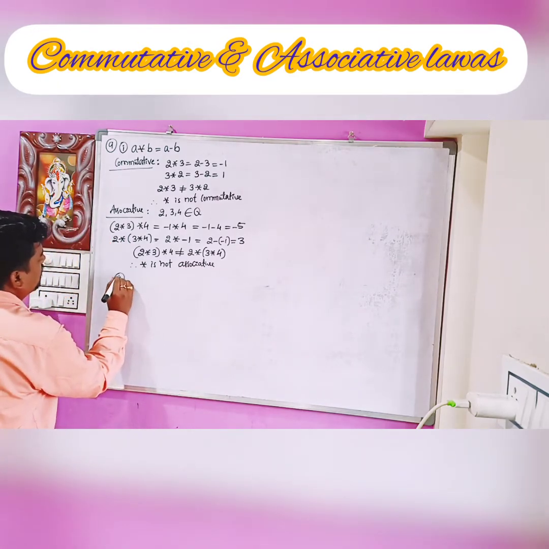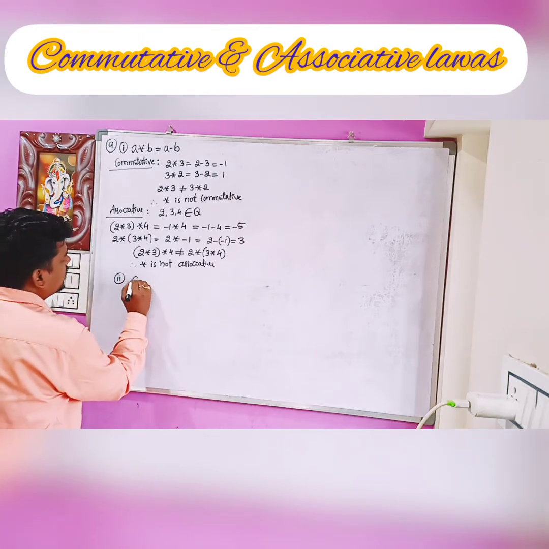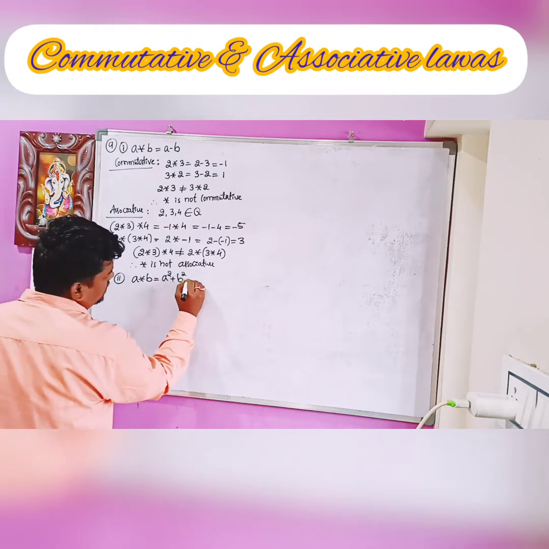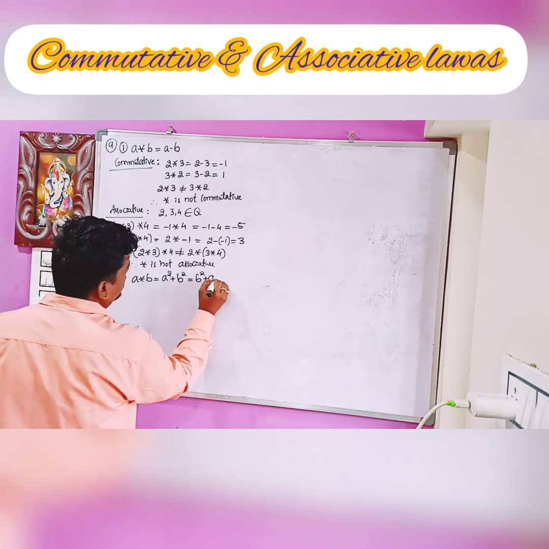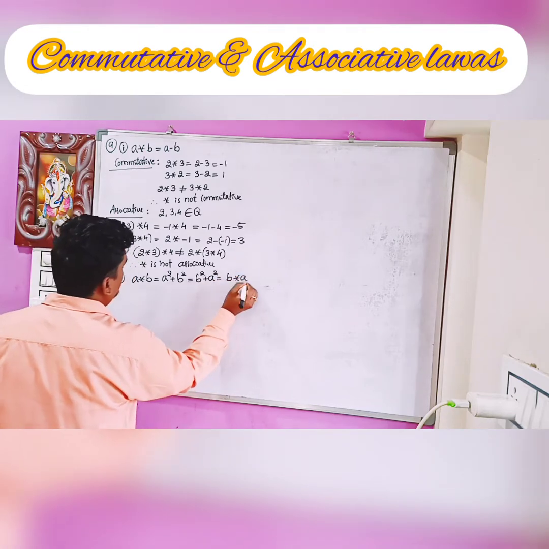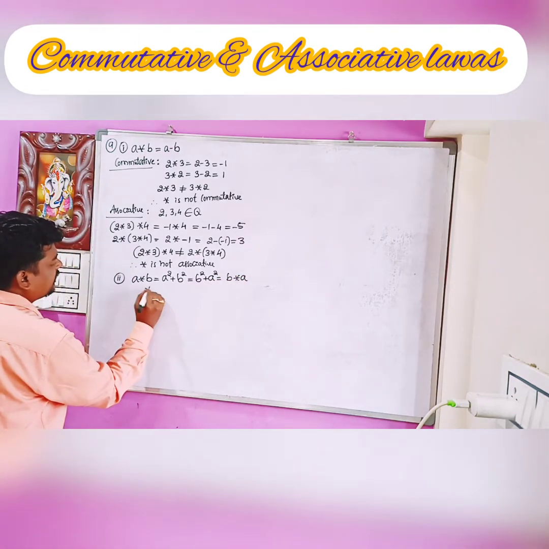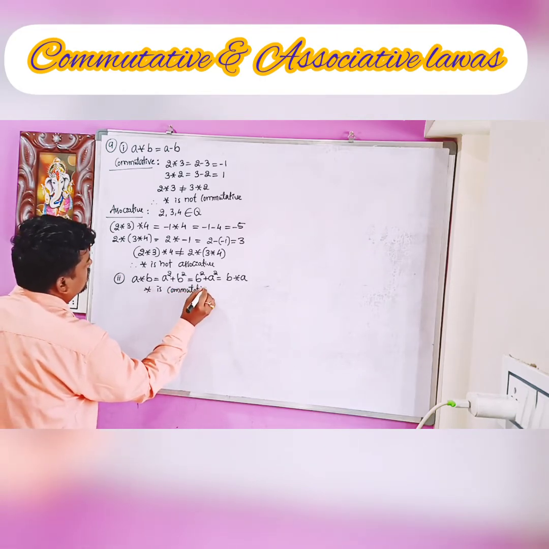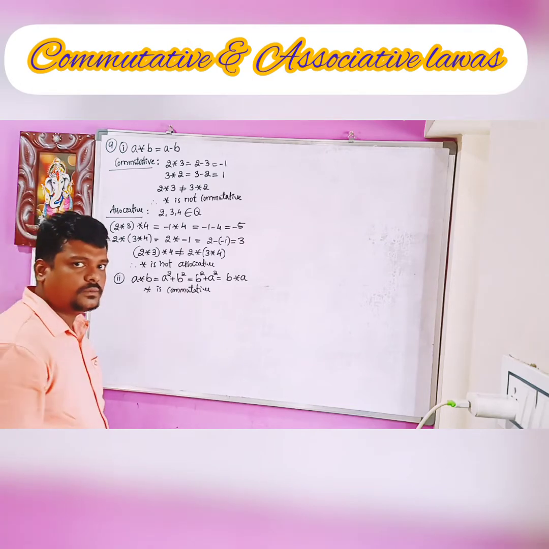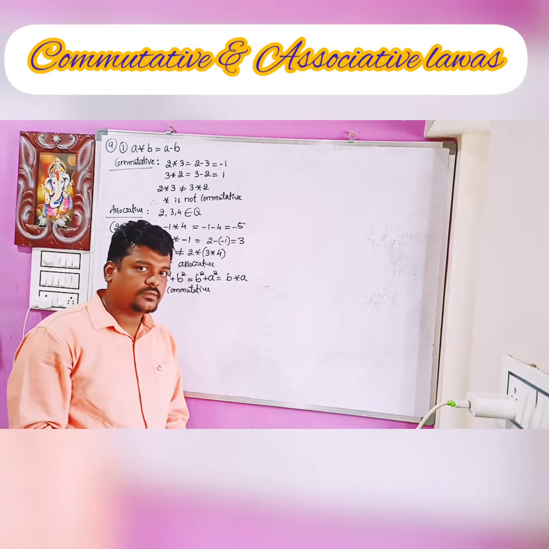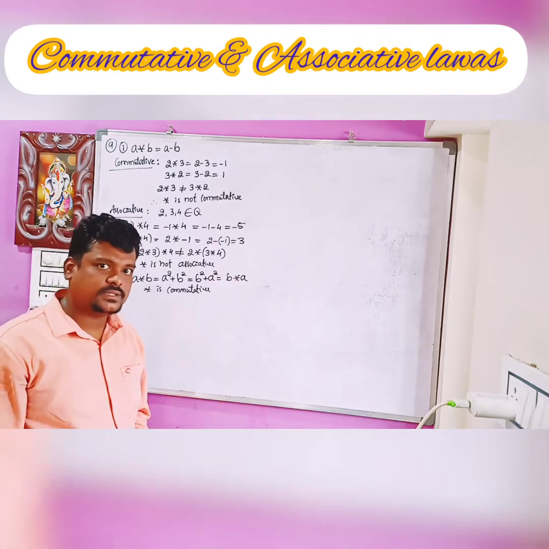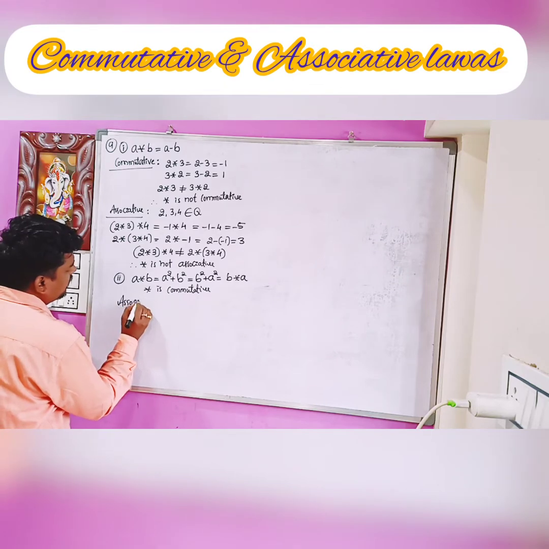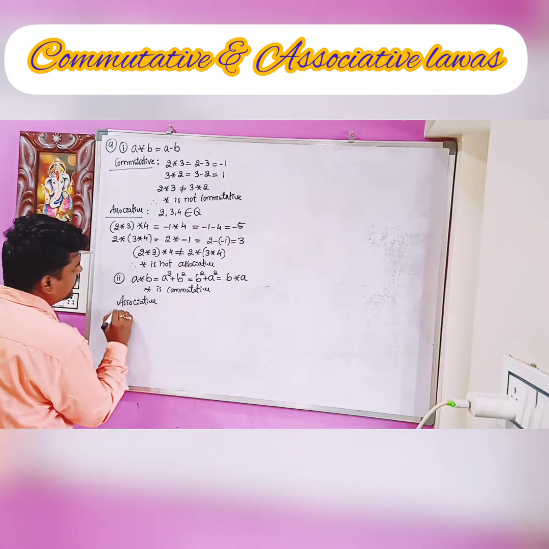Now the second one in the ninth question: A star B is equal to A square plus B square. A square plus B square is the same as B square plus A square, which means A star B is equal to B star A. Star is commutative. For associative, is (A star B) star C the same as A star (B star C)? That we have to check. We are going to show with an example that it is not associative.